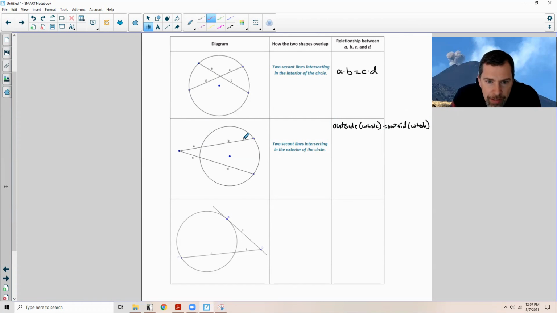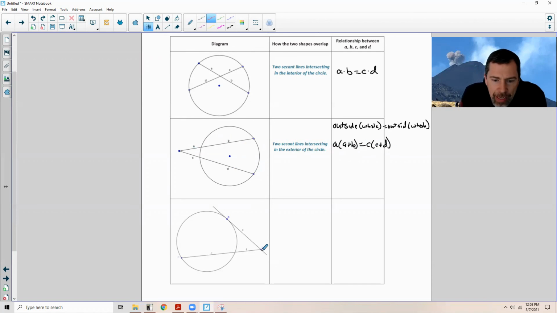So looking at this segment here, this secant here, the outside is A. Outside times the whole thing is A plus B. Equals the outside on this line segment or secant, the outside is C, and the whole thing is C plus D. So it's A times A plus B equals C times C plus D.